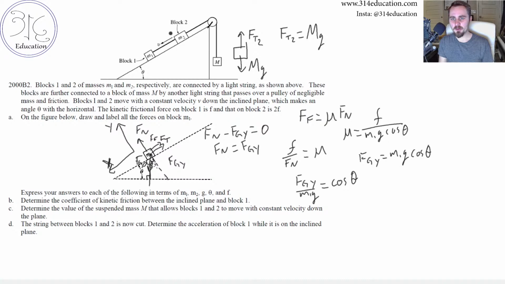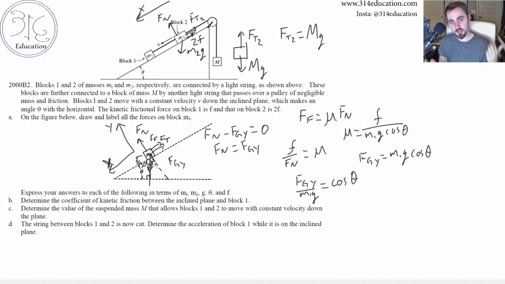Let's hold on to that for now, and now let's take a look at what's going on for block 2. Block 2 has Ft2 pulling it up this way. It has some force of gravity of its own, m2g. We can just write it in right away. We also have a friction force that was 2F. And we have a normal force, just Fn. And so we want our acceleration in the x direction, which is down this way.